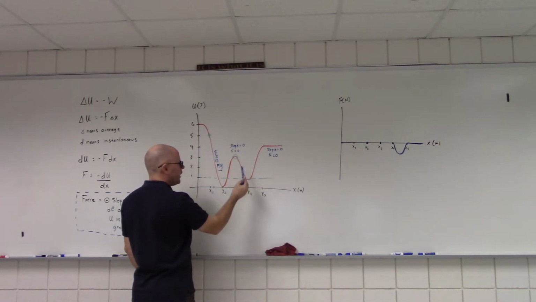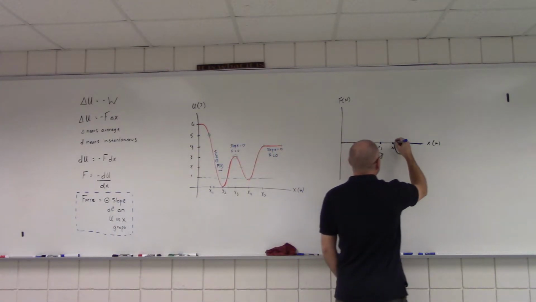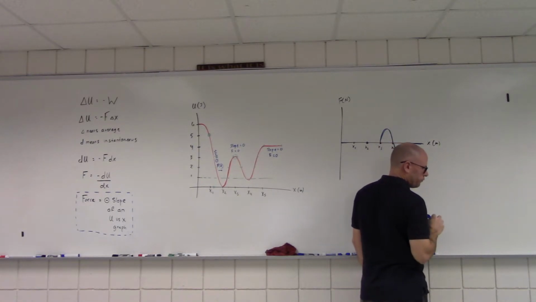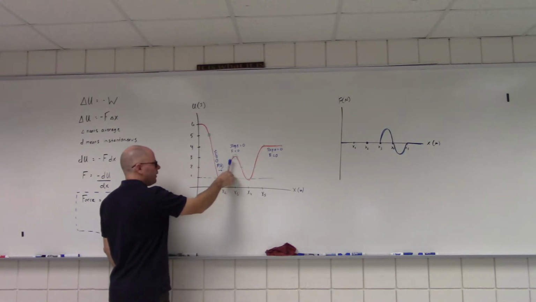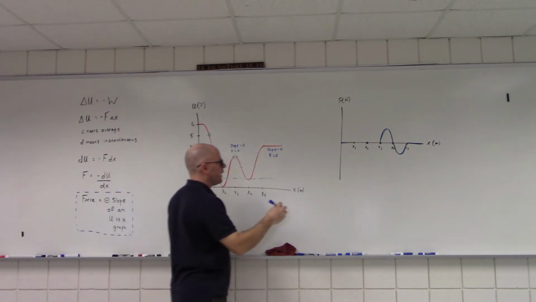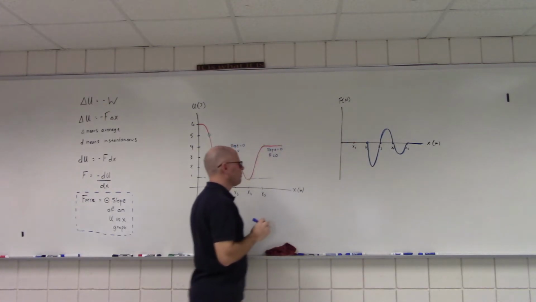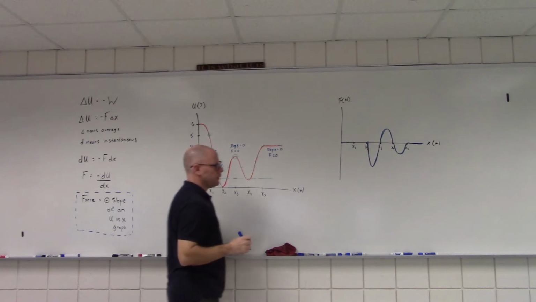And then this is 0 here, but the slope of this section is negative, which means the force must have been positive. And then same thing here. So this is positive slope, so the force must have been negative. And this is large.